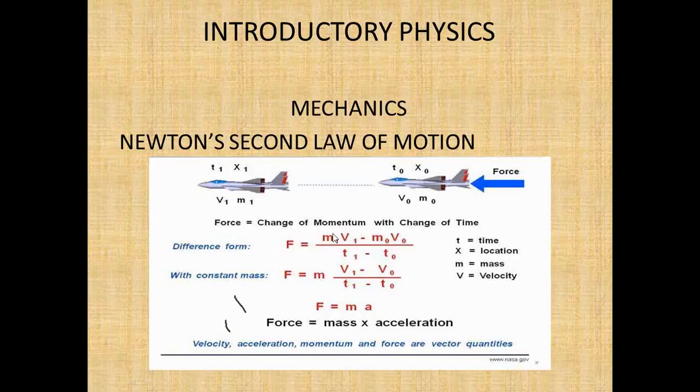So the change in momentum is the mass times the velocity at some point in time, and you're going to subtract the mass and the velocity at the initial, at an earlier point in time. And the change in time is the time at some later time minus the initial time. So it's just a change in time from the initial time to the later time.